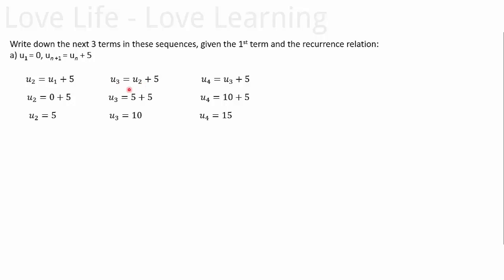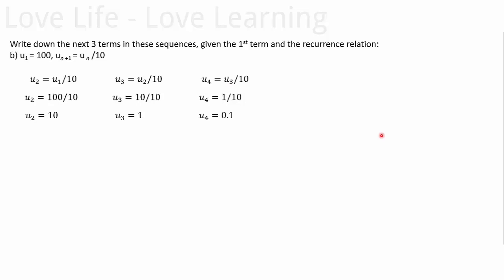Moving on to the next term, we can see u3 is equal to u2 plus 5. We already know the value of u2 is 5, so it just becomes 5 plus 5 is equal to 10. u3 can then be plugged into the next equation and we have u4 is equal to 10 plus 5, which gives 15.